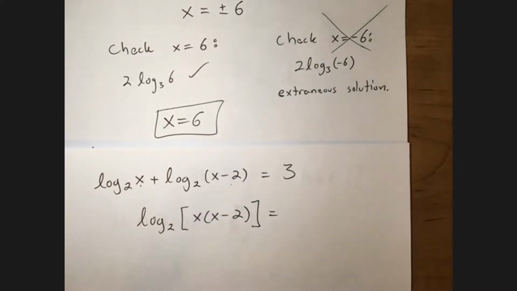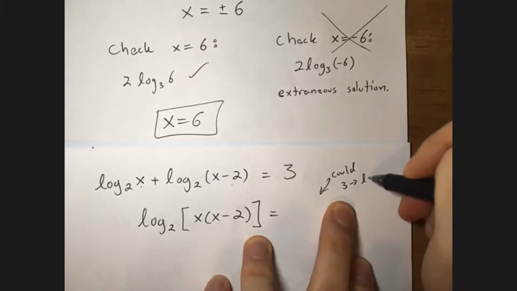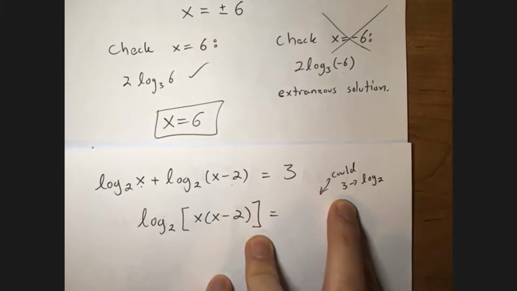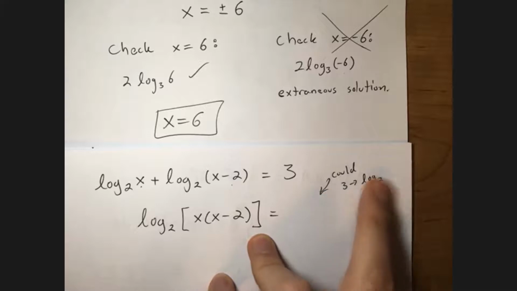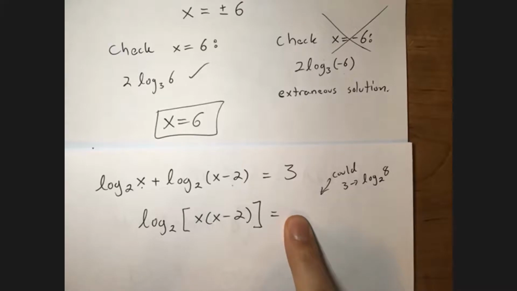All right. Now, if I'm going to use the one-to-one property, I would write the right-hand side as the log of something. So that's one way to think about this, right? I'm not going to do it this way, but you could write 3 as the log base 2 of... now you've got to think, log base 2 of what equals 3? Well, 3 would be the exponent on 2, so that would be 8. So I could write log base 2 of 8 over here.